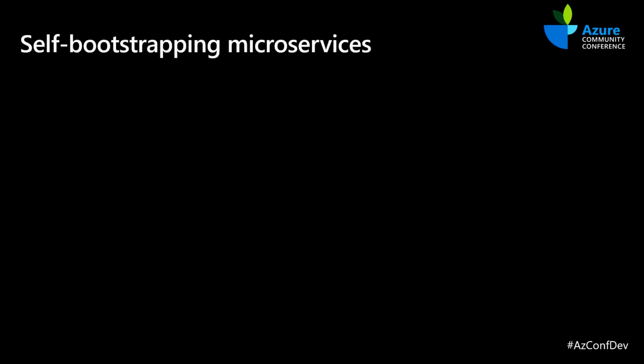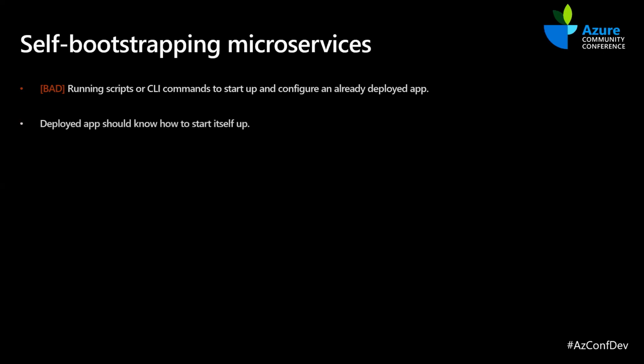The whole point of having an external key vault is so that when apps are deployed, they should just be able to access those configuration settings and then bootstrap themselves straight away. So once the app has been deployed, you should not be required to run any scripts or any CLI commands to configure an already deployed app. So the deployed app should know how to start itself up.